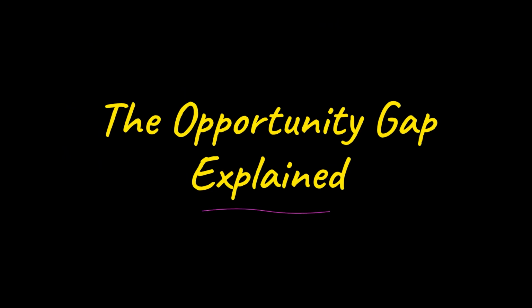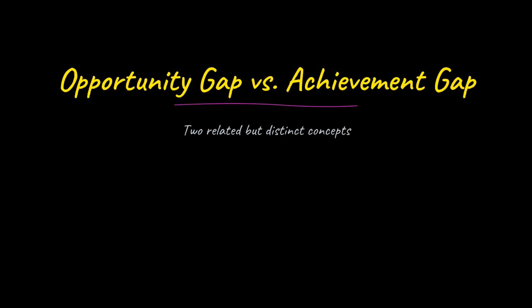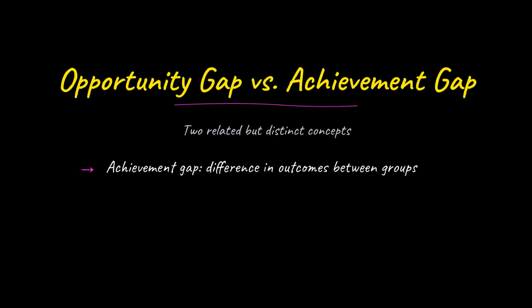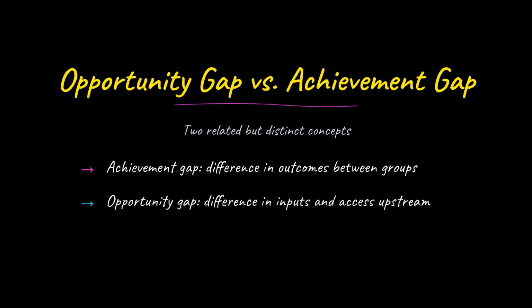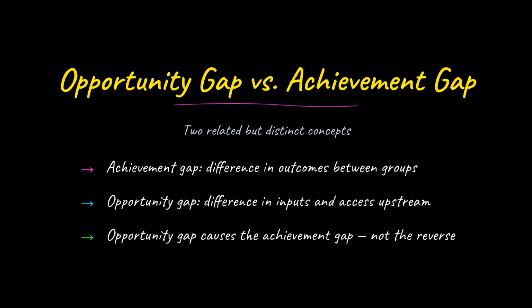The opportunity gap describes the unequal distribution of resources and conditions that shape students' academic trajectories long before any test is given. It's not about what students produce, it's about what they receive. The achievement gap measures outcome differences, test scores, graduation rates. The opportunity gap sits upstream of those outcomes, describing the unequal inputs: school funding, neighborhood resources, healthcare, language access, and out-of-school enrichment. The gap in opportunity produces the gap in achievement.